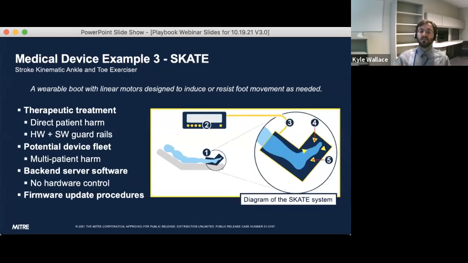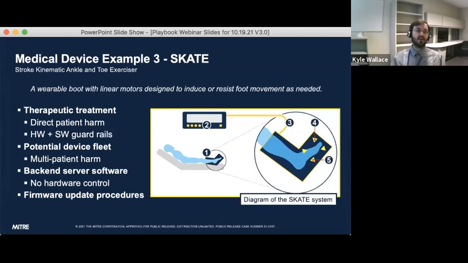This is a smaller device that you could imagine in the hospital, so you could potentially have a whole fleet of these devices deployed across your ecosystem, and this lends itself to the issue of multi-patient harm. So let's say all of these devices go haywire for some reason. Do you take steps to kind of prevent that in your threat model, and is that documented?